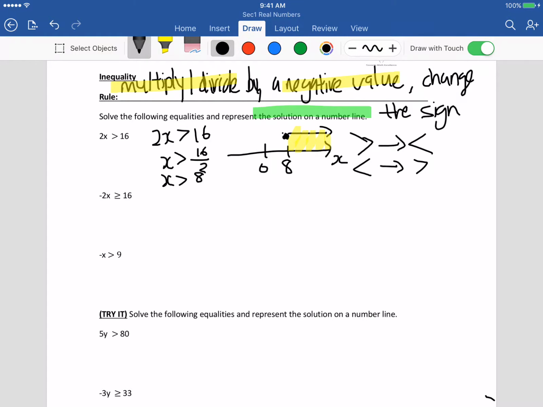Okay, the next one, we copy down first. Negative 2x larger than or equal to 16. So to find x, we need to divide by negative 2.